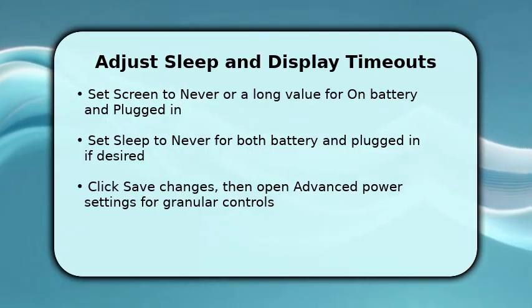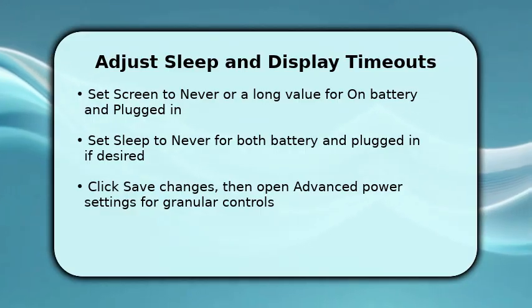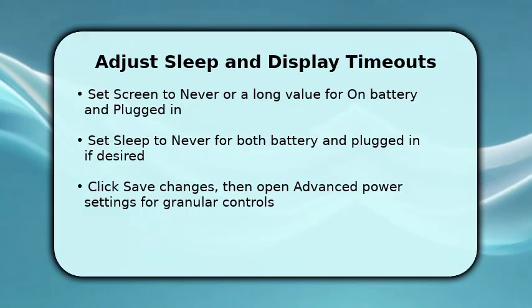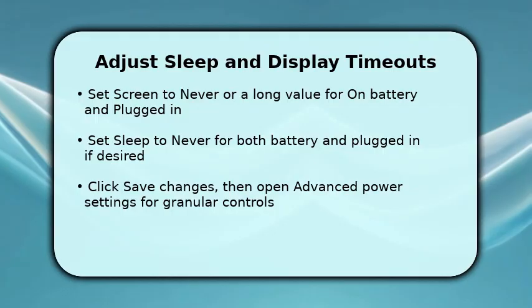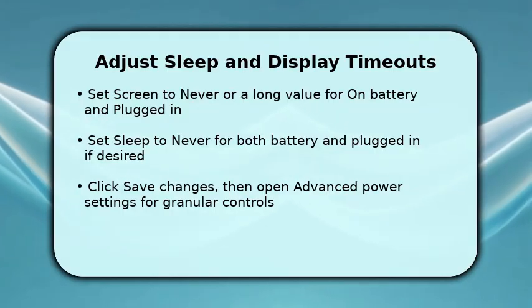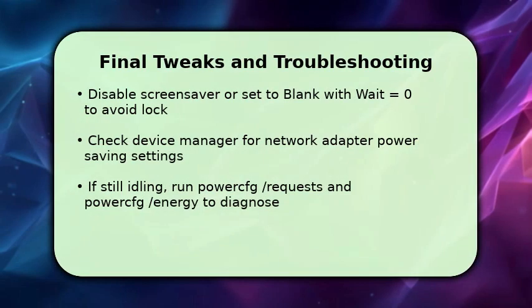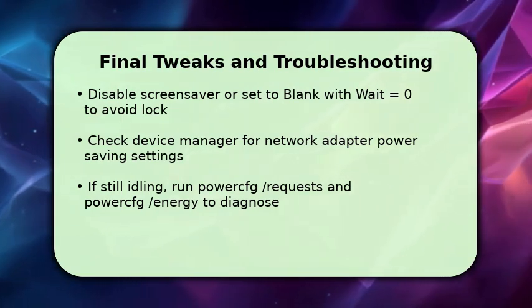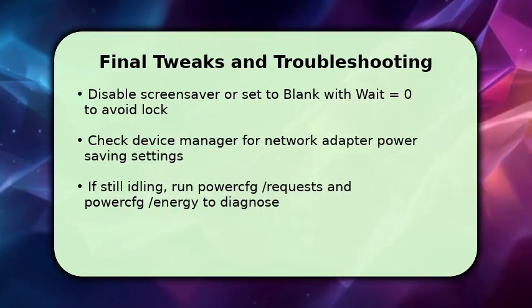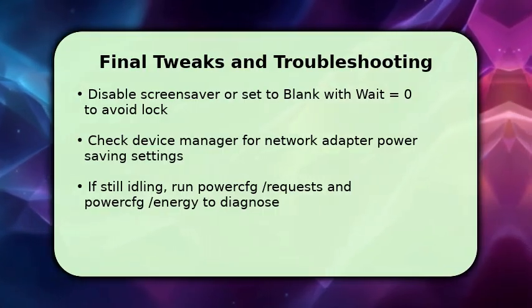Make sure to change advanced power settings to tweak hard drive, USB selective suspend, and PCI Express power management, because those can still cause perceived idling. These deeper settings keep background devices from forcing the system idle. Finish by disabling the screensaver or setting it to blank with no wait, and confirm your lock screen timeout matches your plan so it doesn't reintroduce idle behavior.